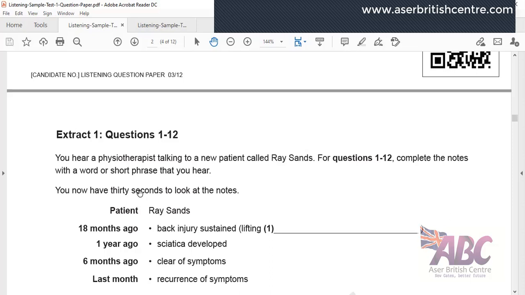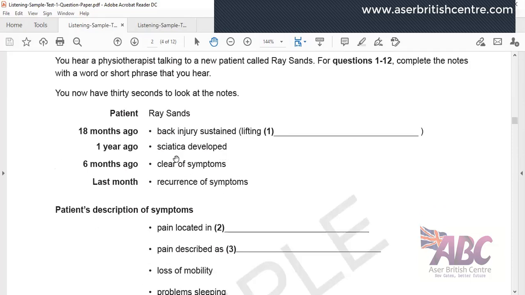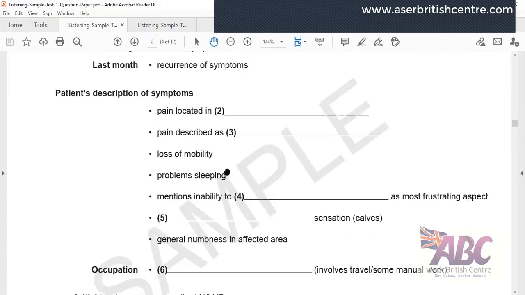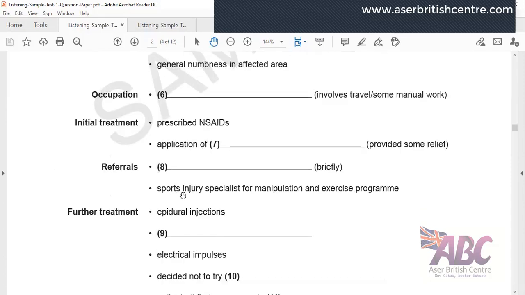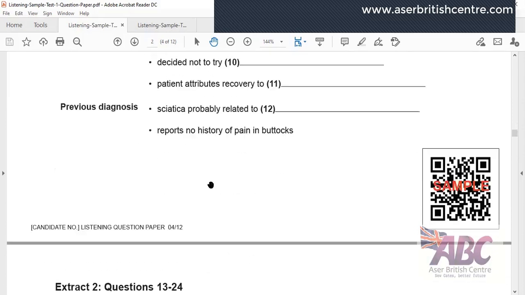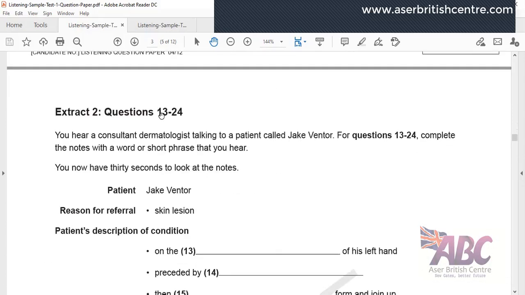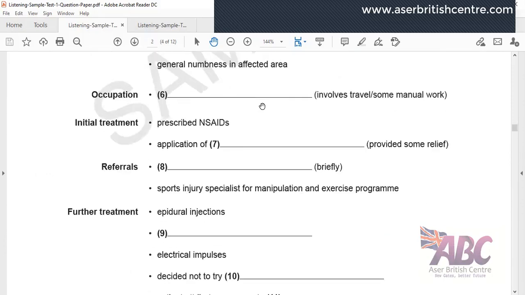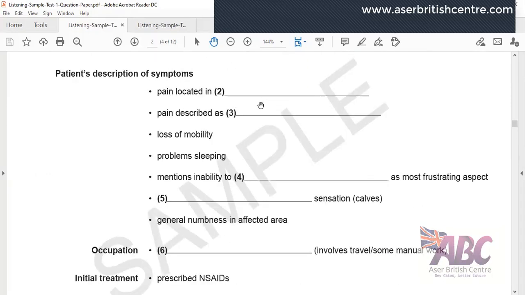There will be a statement that does not have a gap, giving you the chance to catch up. As you can find here, these are given to you to give you time to catch up if you got lost, and you'll find it here also. So this is to help you. And here, one more time, this part, and then you will go to questions 13 to 24, the end of extract.